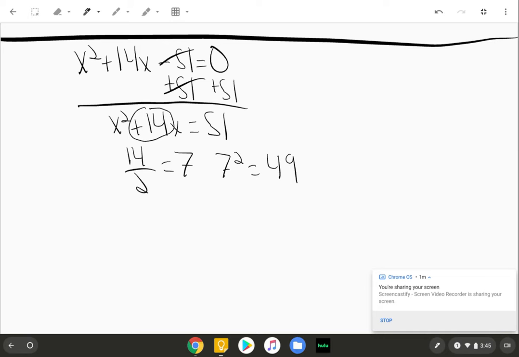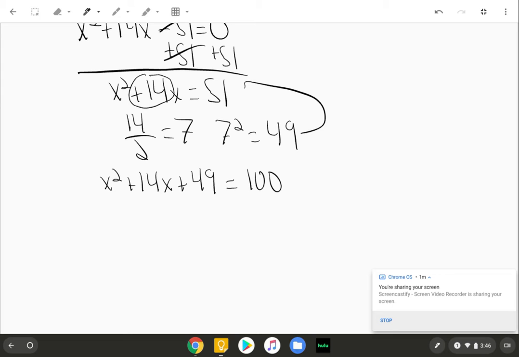Next step is to add that number to both sides. So we're going to add 49 to both sides. When I do that, the left-hand side becomes x squared plus 14x plus 49. On the right-hand side, that gives me 51 plus 49. That's going to be 100.